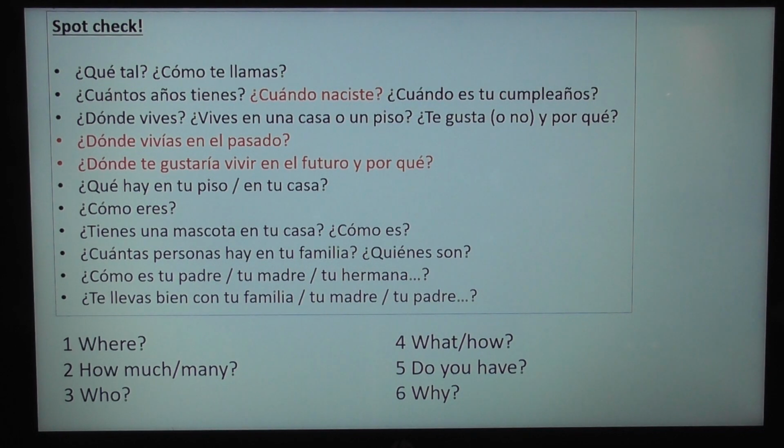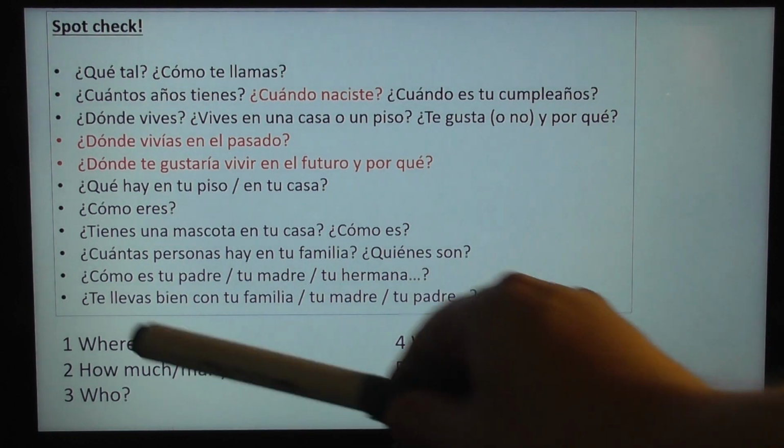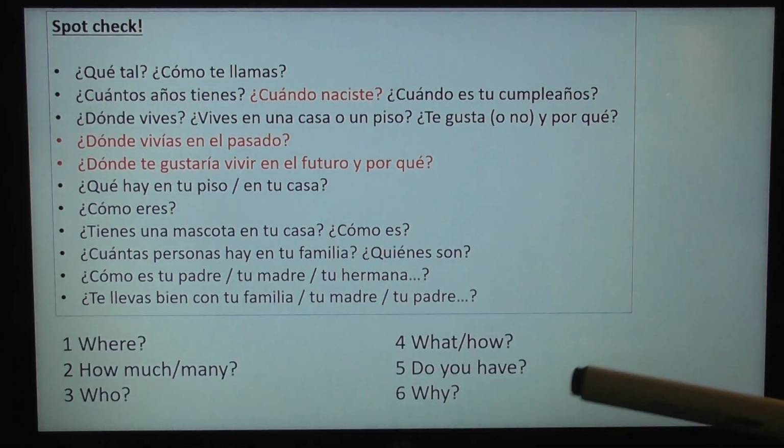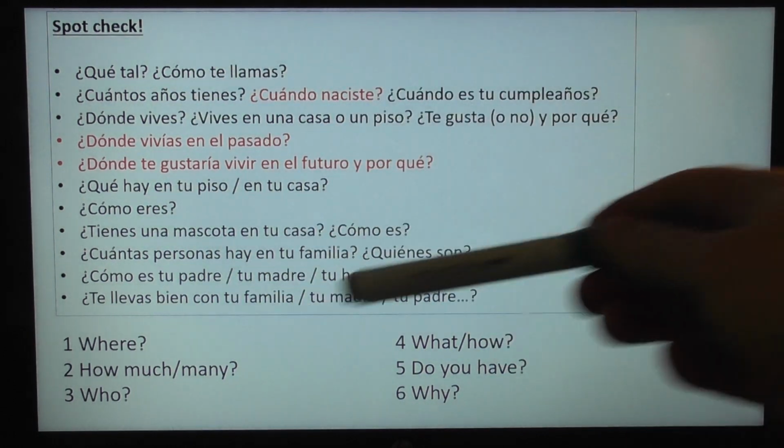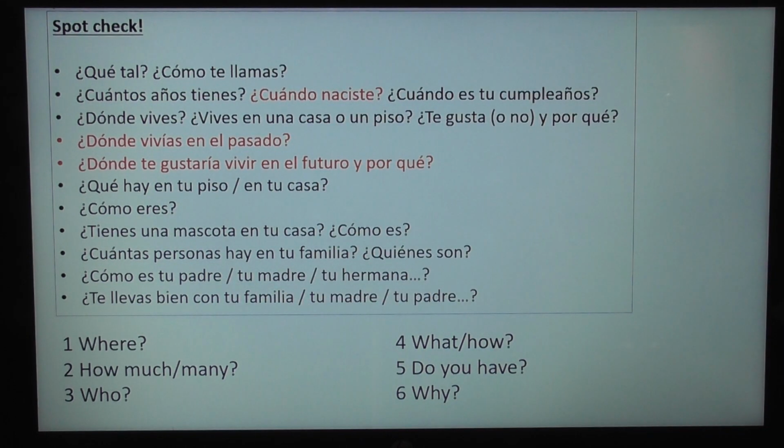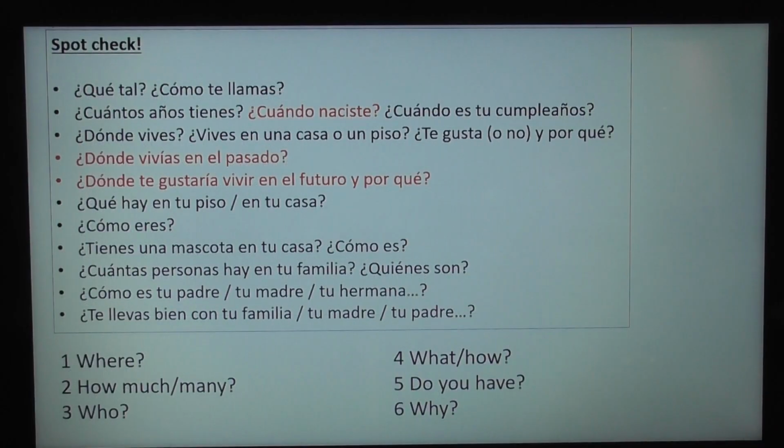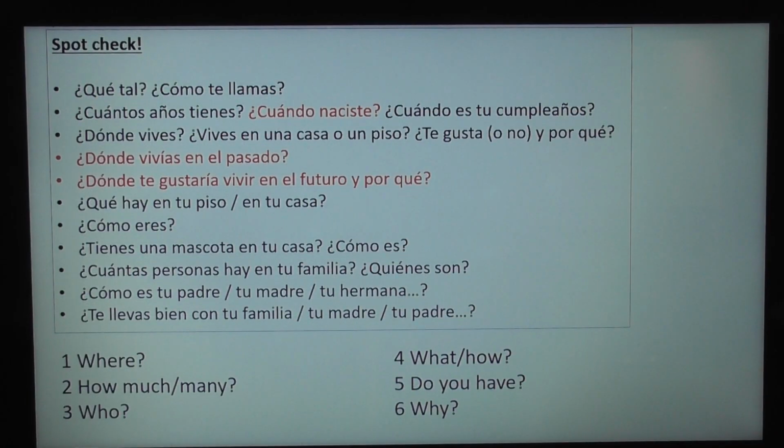Now, just to check that we do know some of these questions, and the question words in particular, I've written out 6 key question words for you from these structures, and I want you to just make a note of them in English and Spanish for me. Listos en A, B, C.